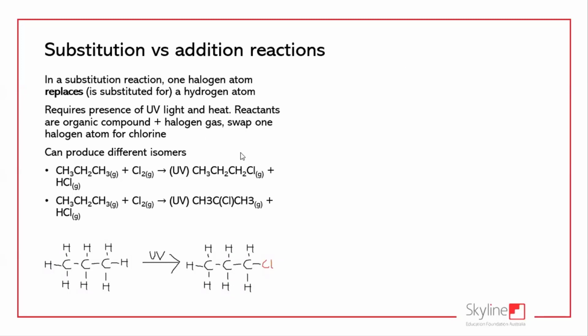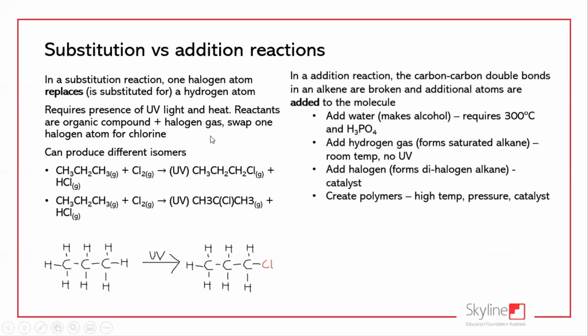All right, that's different to an addition reaction. In an addition reaction, we have a carbon-carbon double bond in an alkene. An alkene is where we have a double bond between two carbon atoms. And atoms are added to the molecule. That's why it's an addition reaction. So we can do various things here.